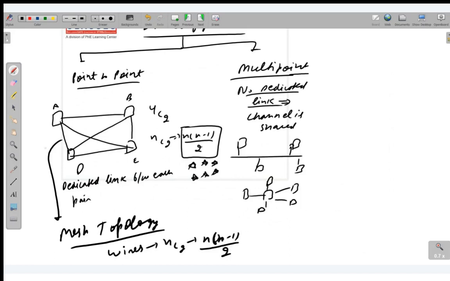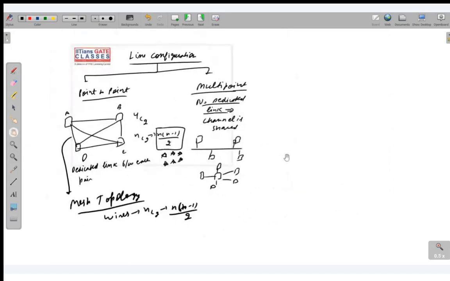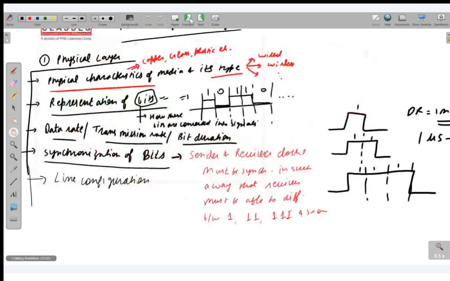Okay, so I hope you have got the point. So this is line configuration, and this information is given by your physical layer. Next is physical topology. I will come to that slide only. Don't worry, I will give you time to take a snapshot. Next is physical topology.